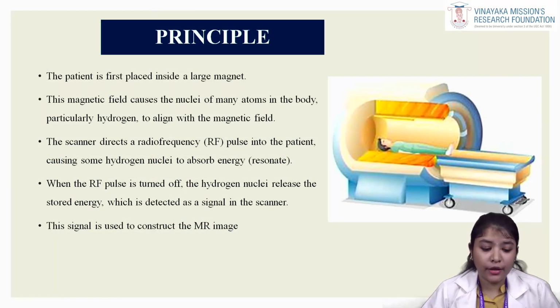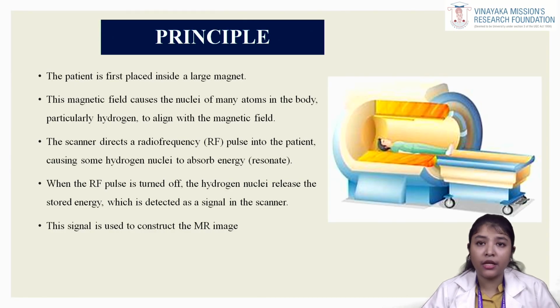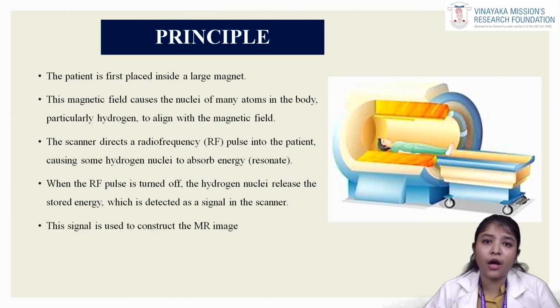The principle of MRI: the patient is first placed in a large magnet that possesses a magnetic field. Due to this magnetic field, the nuclei present in the body, that is the abundant atom, particularly the hydrogen atom, get aligned with the magnetic field. Then the scanner directs a radio frequency pulse into the patient, which causes the hydrogen nuclei to absorb energy. When the radio frequency pulse is turned off, the absorbed energy is emitted and detected as signals in the scanner, and this is used to construct the MR images.